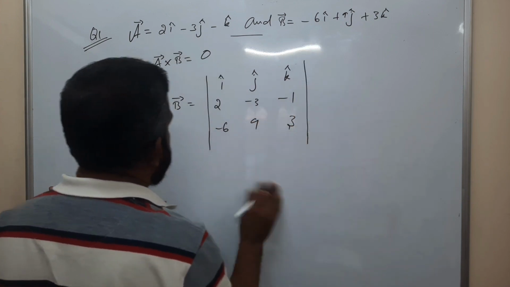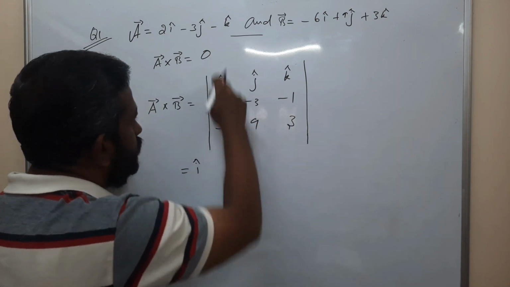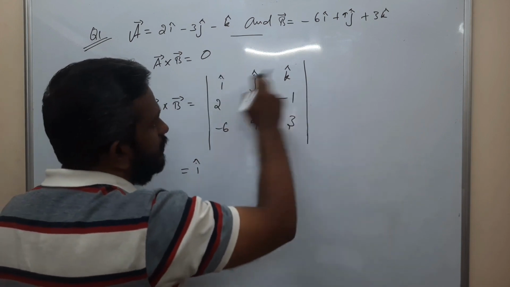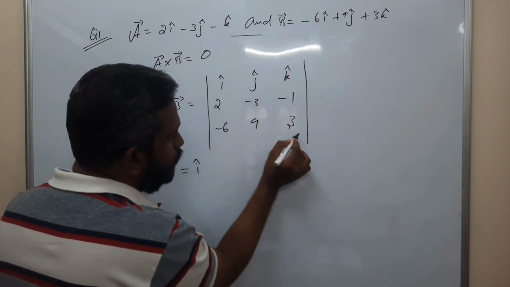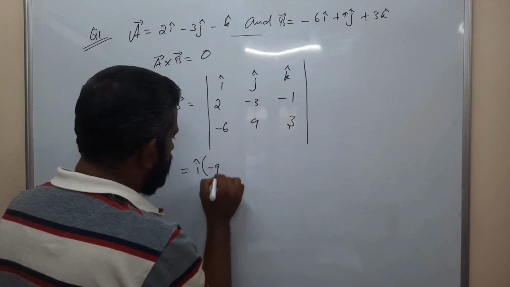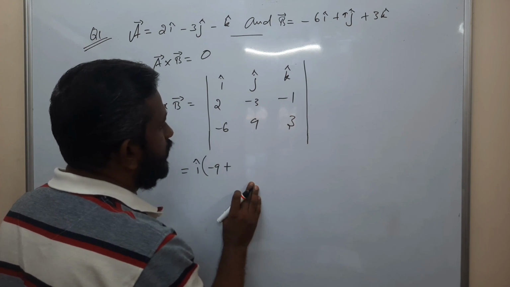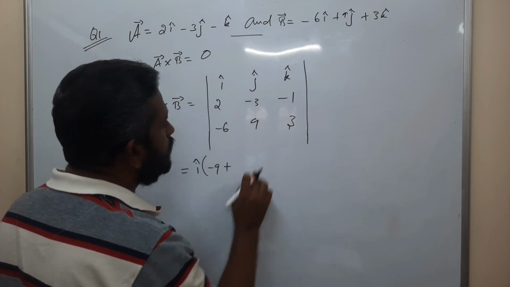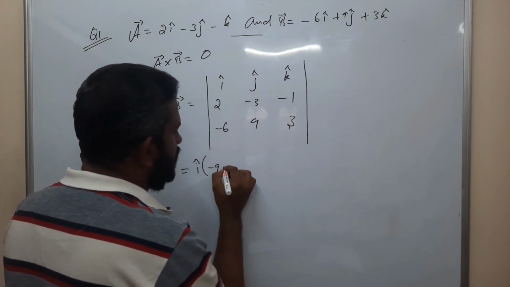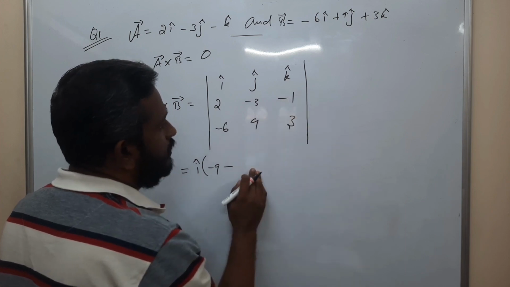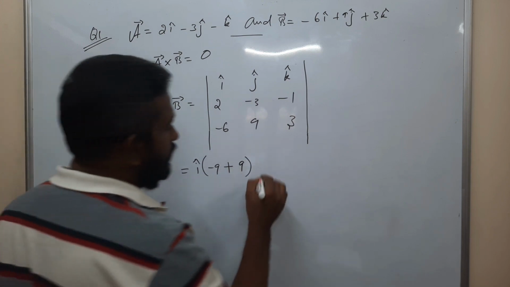How to expand the determinant? First I cap into: cut this row and this column. What is remaining? 3 into minus 3, so minus 9, plus 9 into minus 1, so minus 9. Then the second sign is minus, so minus into minus is plus, giving plus 9.